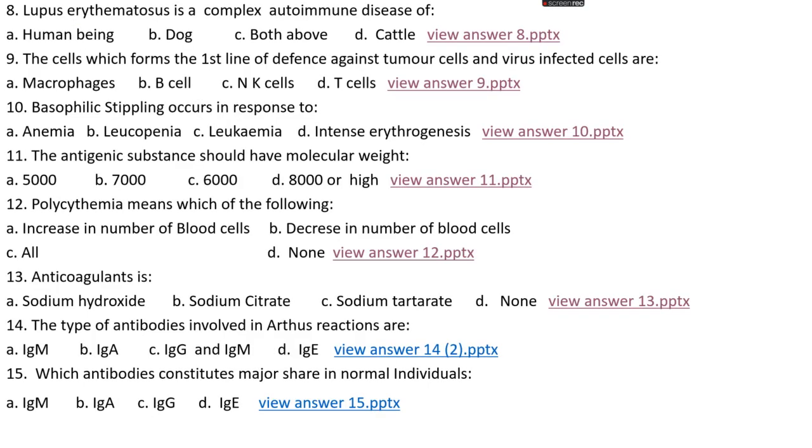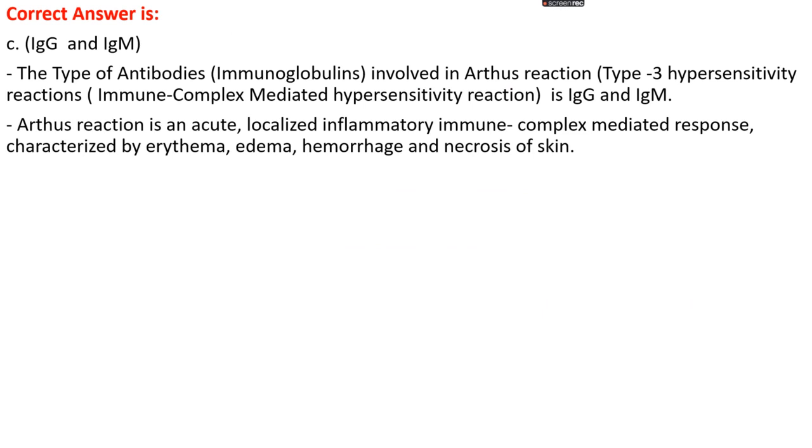Okay. Question number 14. The type of antibodies involved in Arthus reactions are option A, IgM, option B, IgA, option C, IgG and IgM, or option D, IgE. The right answer is option C, that is IgG and IgM. The type of antibodies, that is immunoglobulins, which are involved in Arthus reactions, that is type 3 hypersensitivity reactions, that is immune complex mediated hypersensitivity reactions, is IgG and IgM.